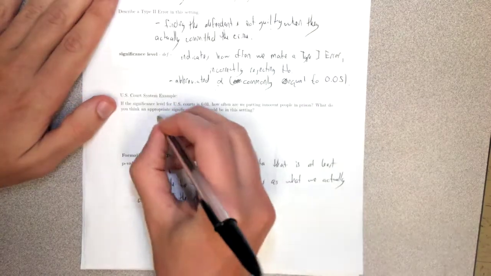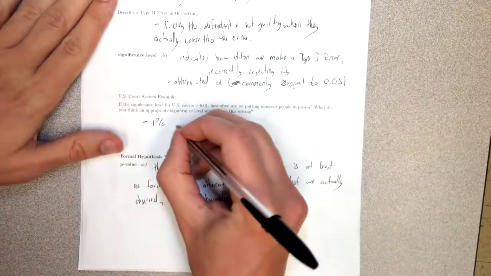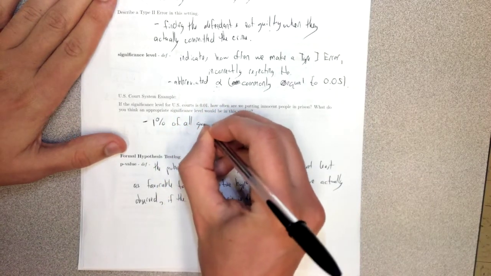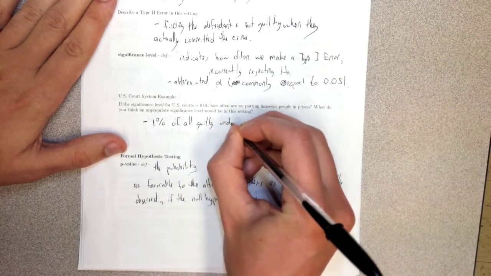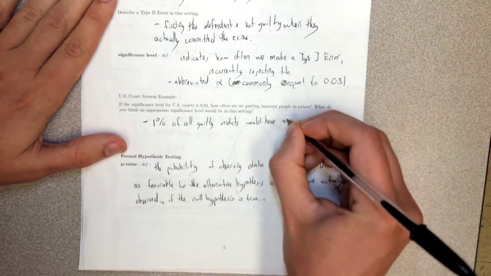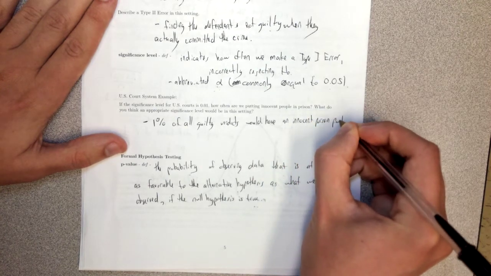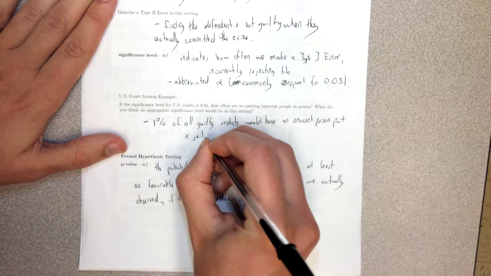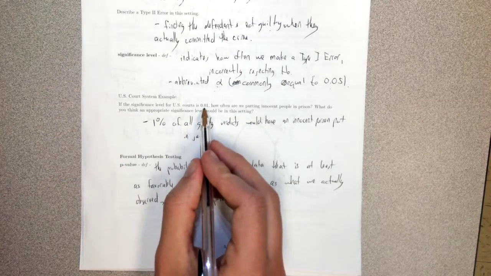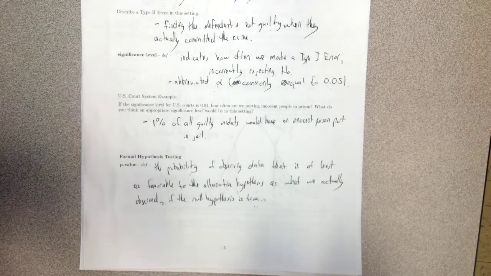All right, so for this first question, 1% of all guilty verdicts would have an innocent person put in jail. So if we specified our alpha to be 0.01, then that means 99% of all of our guilty verdicts, the person's actually guilty, we put them in jail, but in 1%, the person didn't actually do the crime and they still have to go to jail.